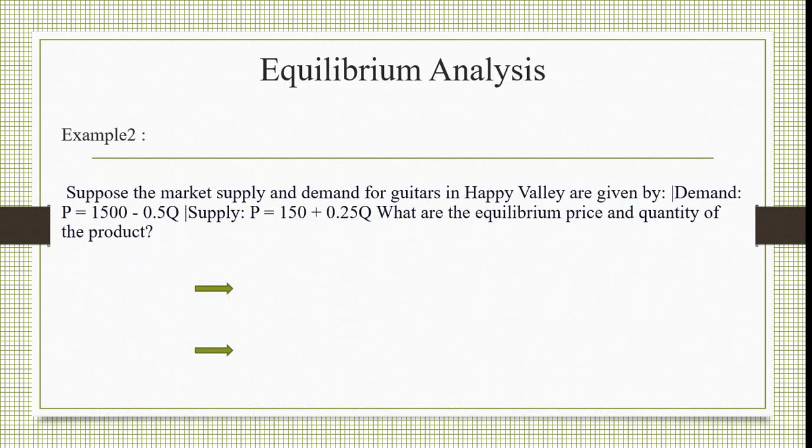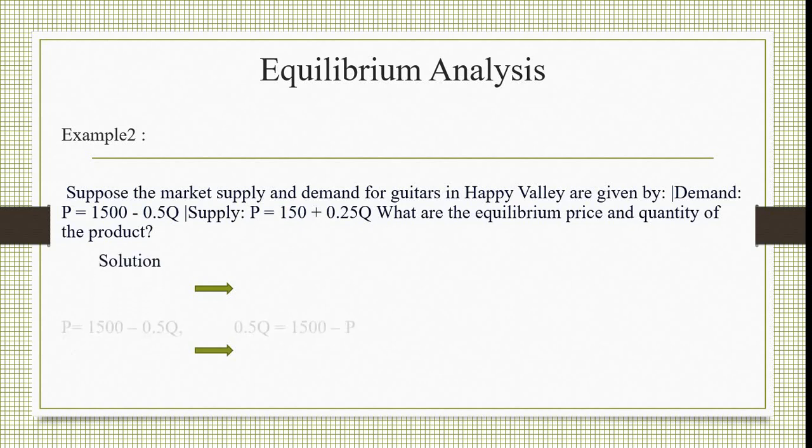Now, this is another example. I advise you to pause the video, then try it on your own before proceeding. So the question goes: suppose the market supply and demand for guitars in Happy Valley are given by demand P equals 1500 minus 0.5Q, supply equation P equals 150 plus 0.25Q. What are the equilibrium price and quantity of the product? So they are asking for the price and the quantity at equilibrium. So what do you do?